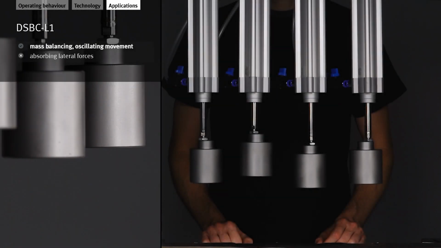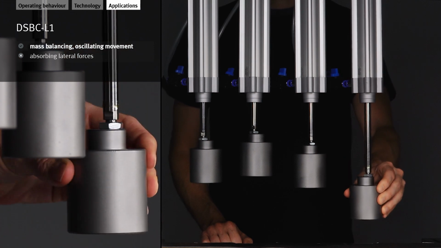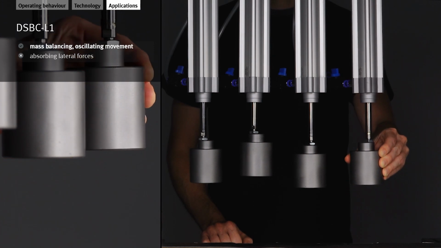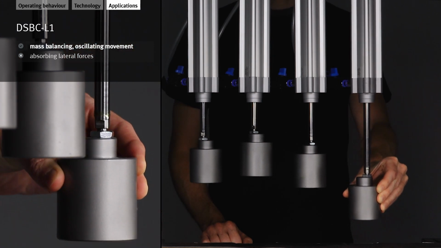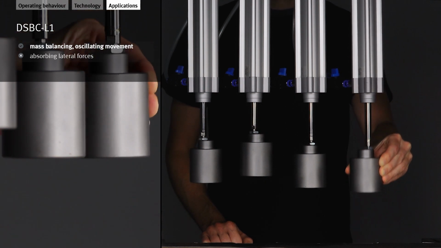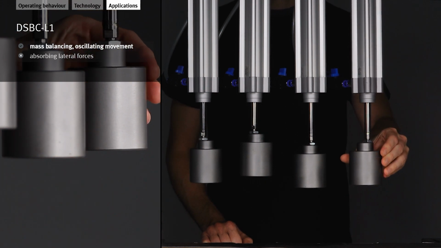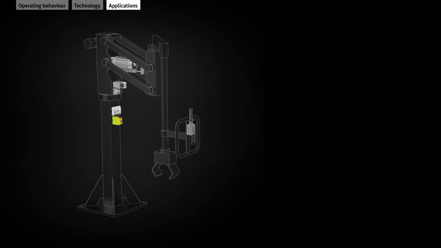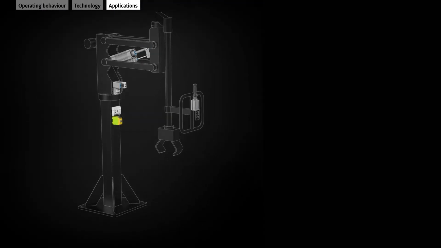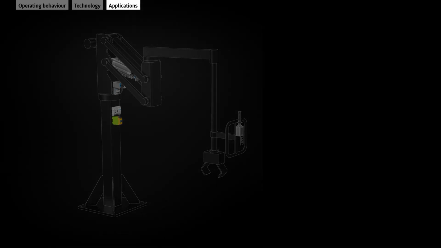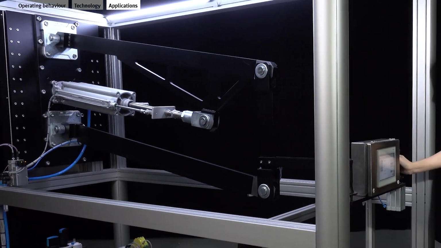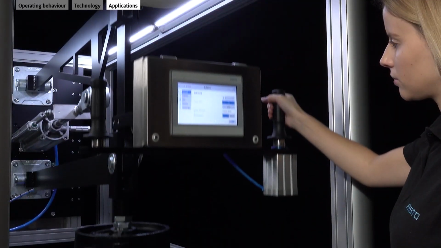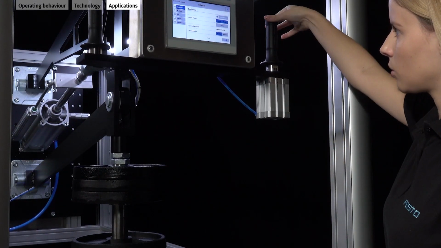The DSBC-L1 is suitable for oscillating movements and is optimized for load balancing. Up and down movements, as well as fast or slow movements, always need the same low force. This is used, for example, as a manual balancer in automotive production for positioning heavy yet delicate parts, also called a mass balancing or an air spring.